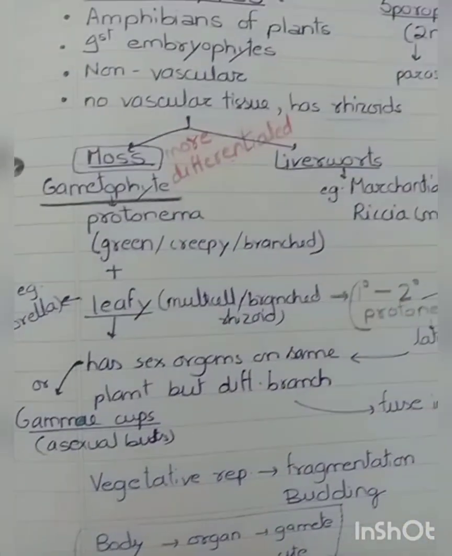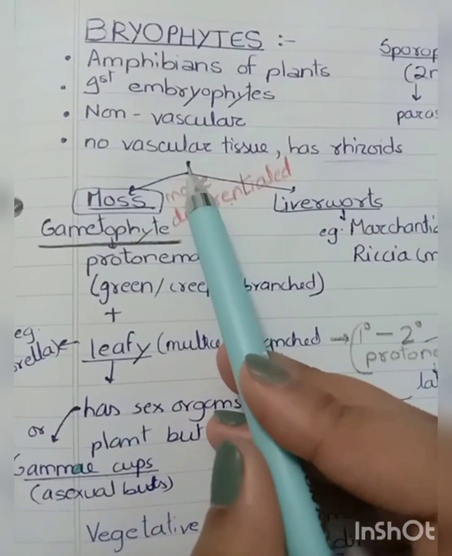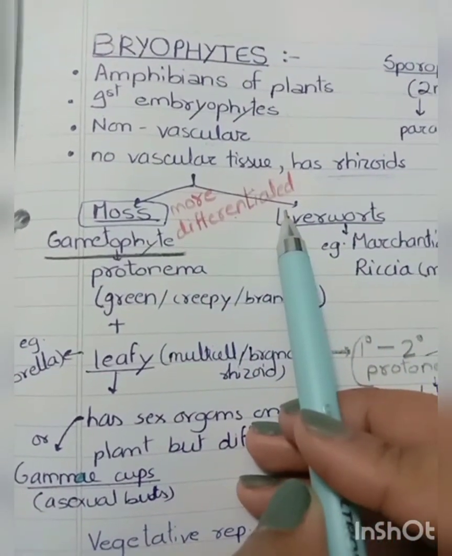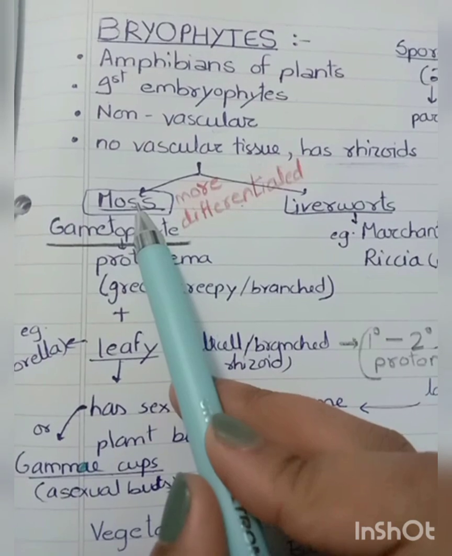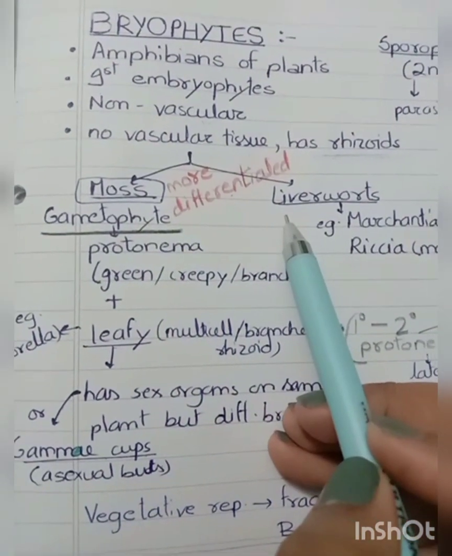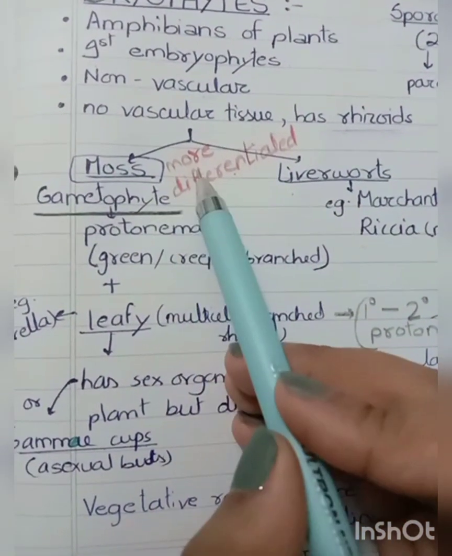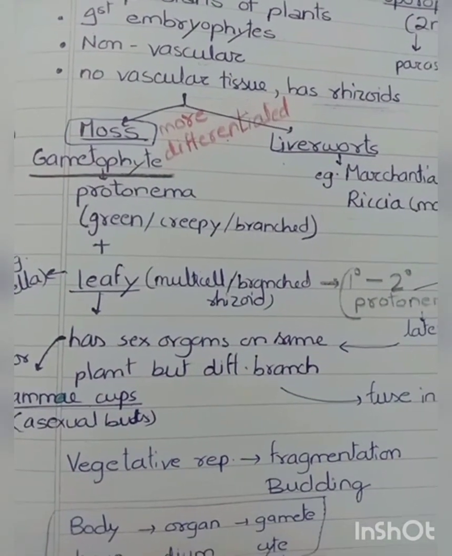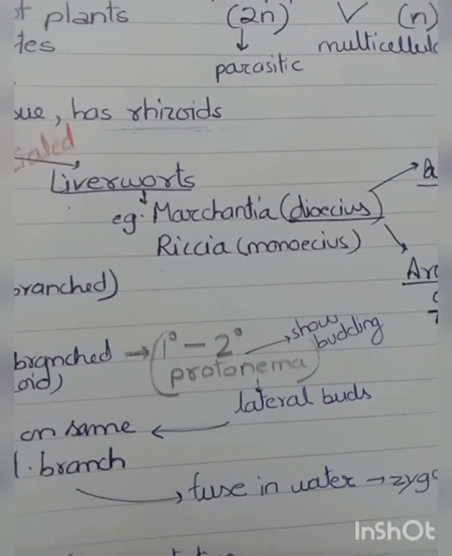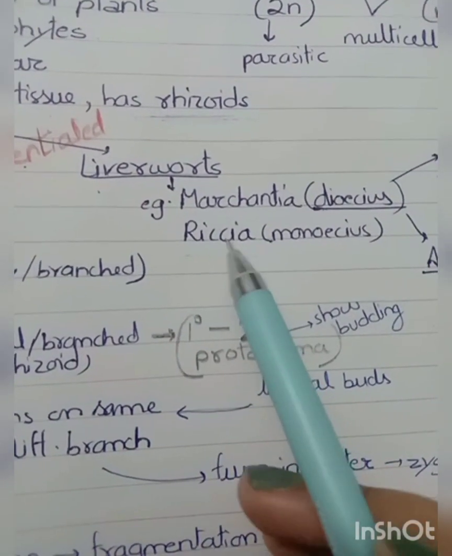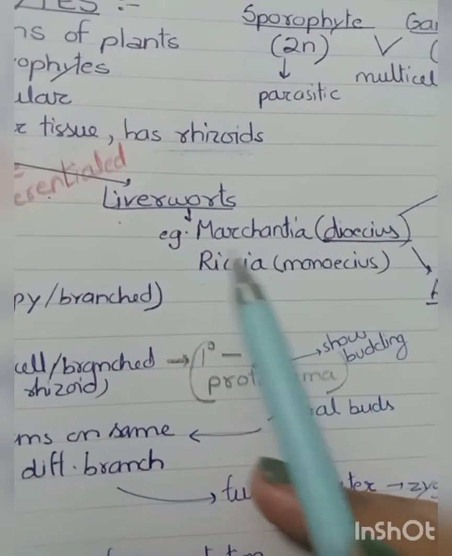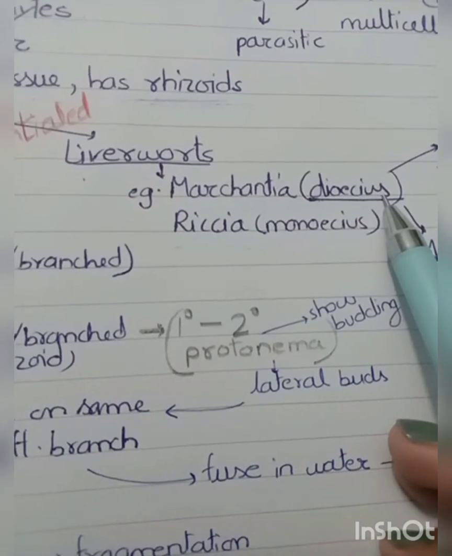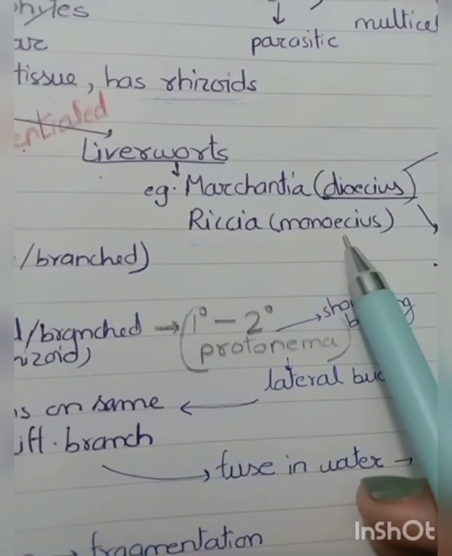Okay, so now let's learn about the two types of bryophytes. One is mosses and the other is liverworts. We should know that mosses are more differentiated than the liverworts. The examples of liverworts are Marchantia and Riccia. This is a very important question: Marchantia is dioecious in nature and Riccia is monoecious.